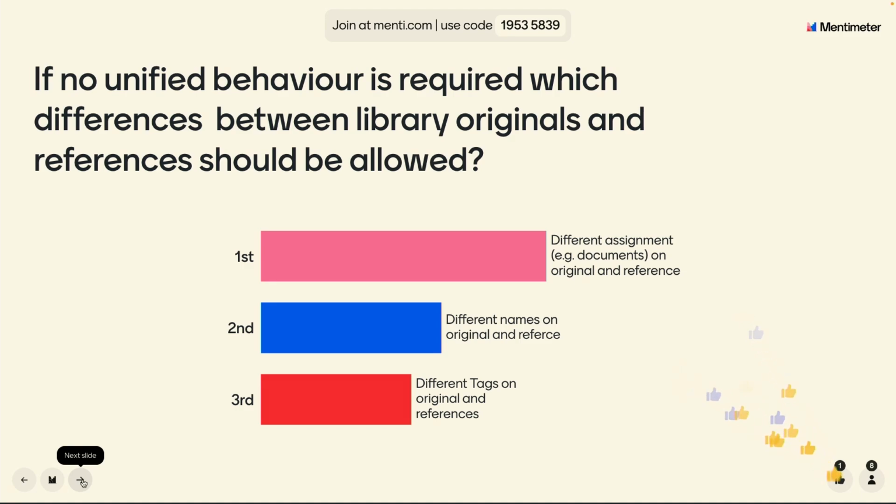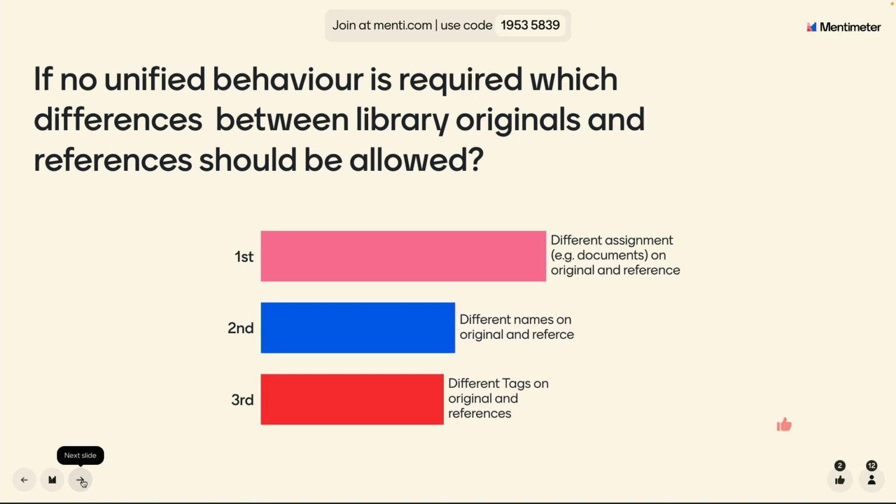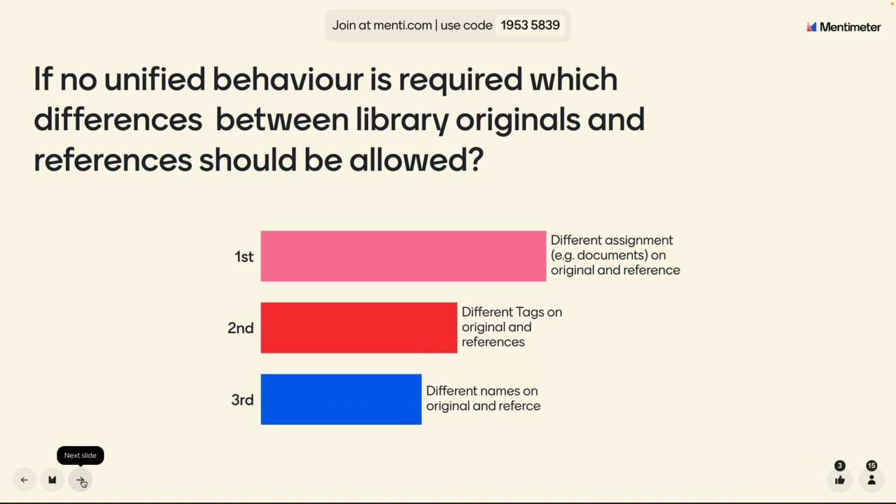So, if no unified behavior is required, which differences between library originals and references should be allowed? So, should we allow different assignments, for example, on documents, on the reference and on the original? Or should we allow at least the different names on the original and references? Or is it enough just to have different tags on the library original and the reference?